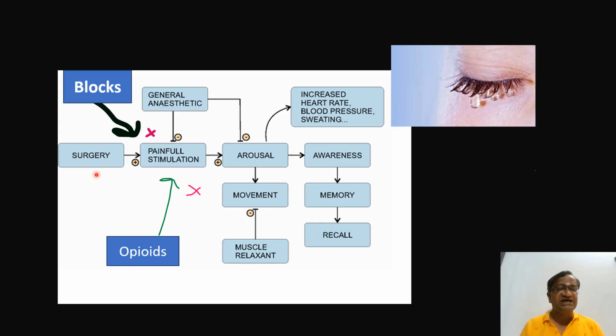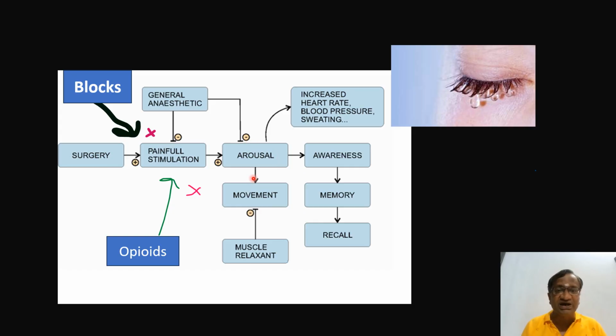Now you can see here, surgery will produce a painful stimulation. This will cause arousal, and this will cause increased BP, heart rate, sweating, and tears. Those days we used to see tears, meaning anesthesia is not enough, give some pethidine or something like that. There is sweating. Those days are gone now. We used to clinically judge the depth of anesthesia. So arousal, all these things happen, and awareness, memory, and recall.